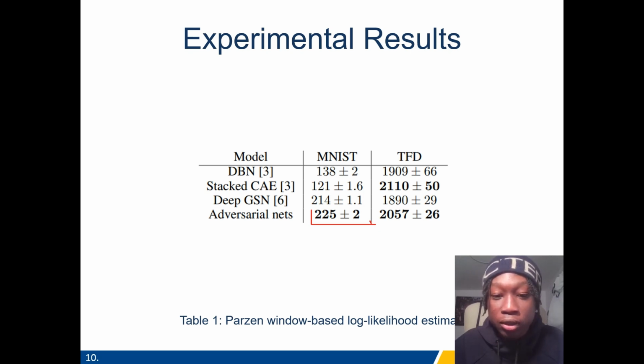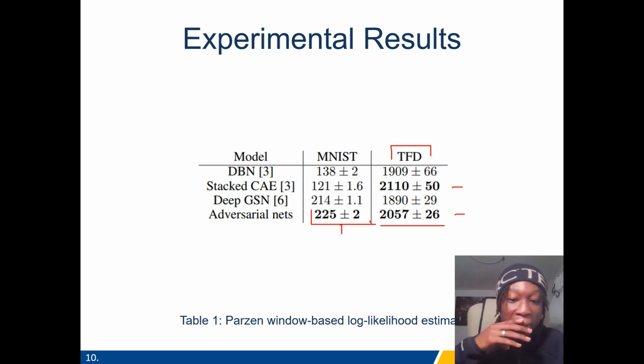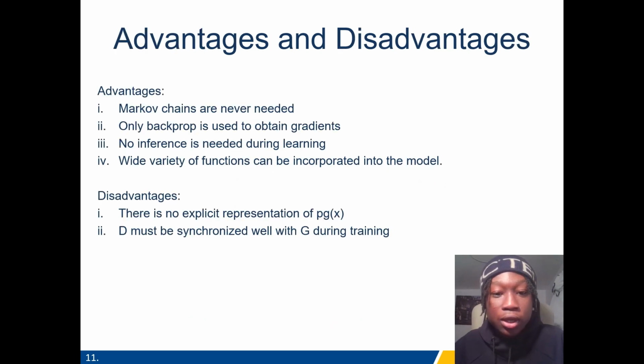It performed the best compared to models at the time. And when they used the TFD, the Toronto face dataset, it was the second best, really close to the stacked CAE, as that could recognize faces better. But these were the log likelihood estimates that the fake data would pass as actual data. So those were their experimental results and the advantages of this paper.